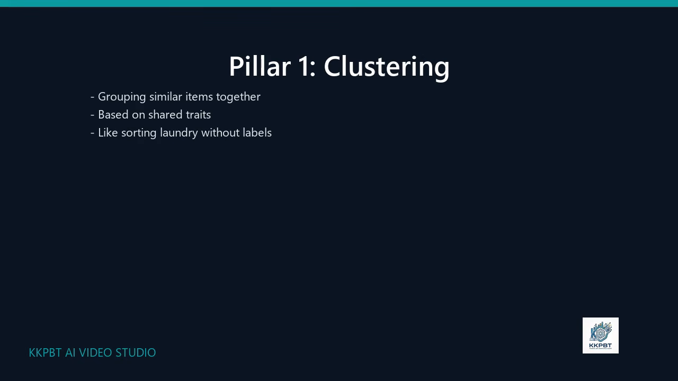The first major technique in unsupervised learning is clustering. Think of this like sorting a huge pile of unsorted laundry. You don't need labels to know that white shirts go in one pile, dark jeans in another, and colorful socks in a third. The algorithm groups similar data points together based on shared characteristics like shape, color, or behavior.